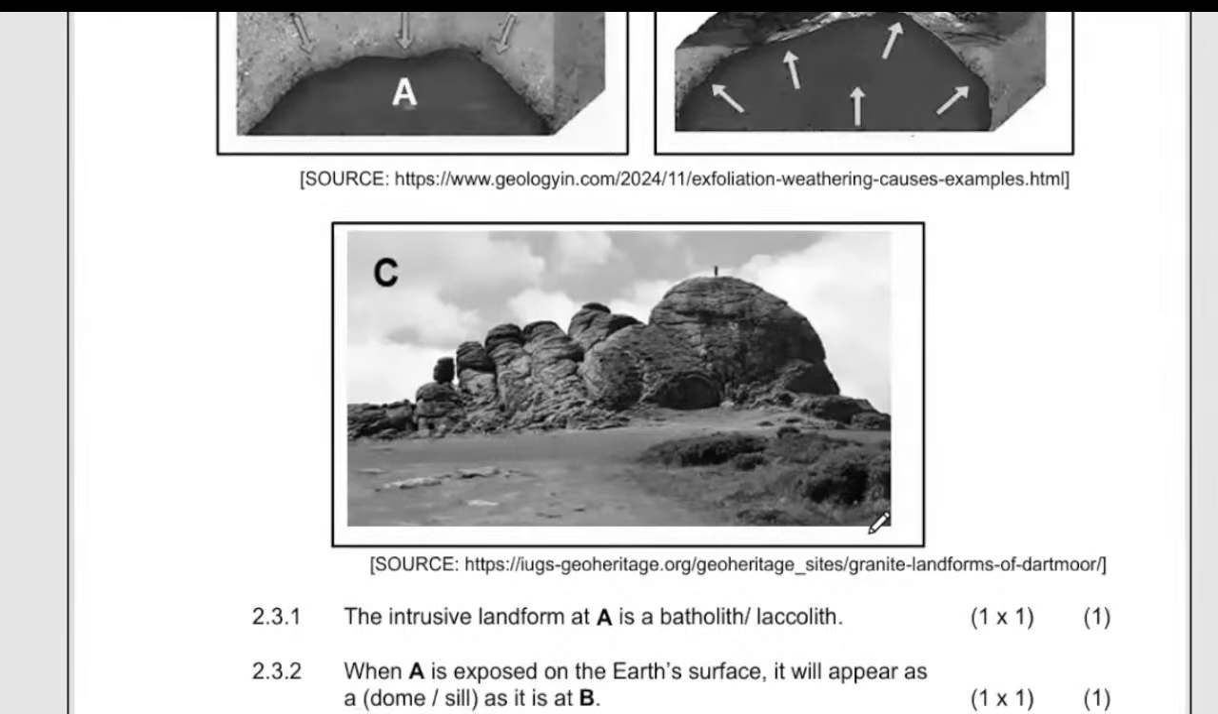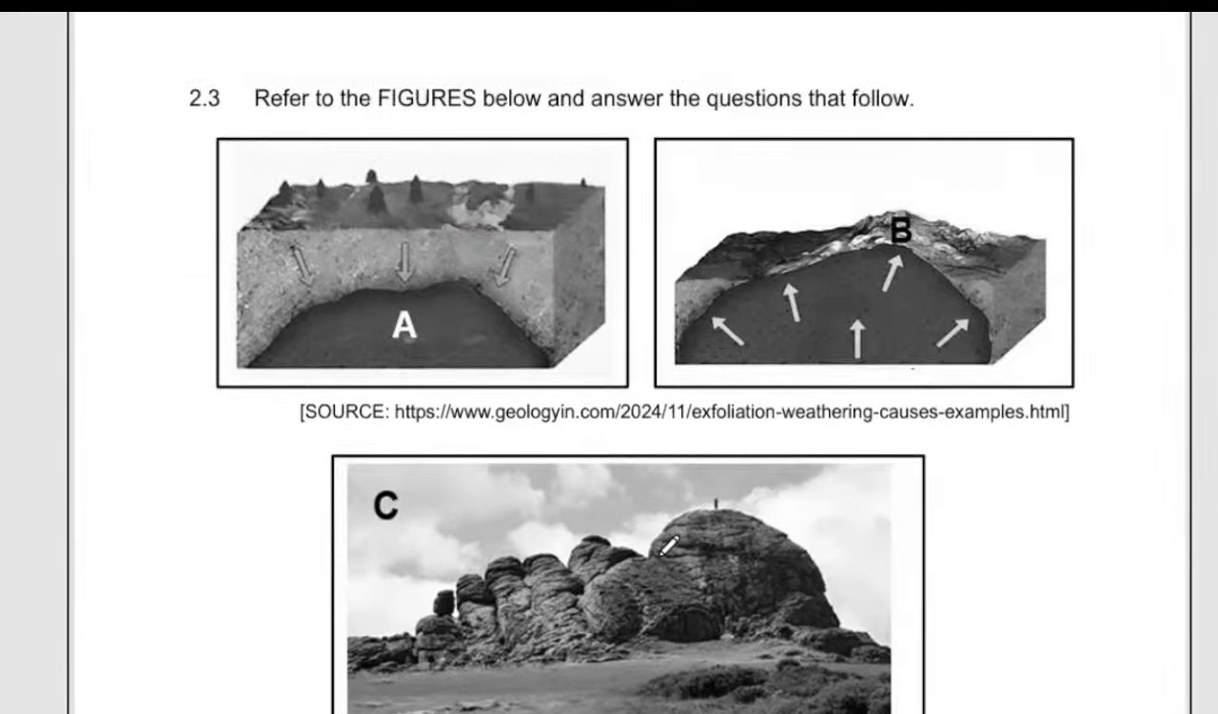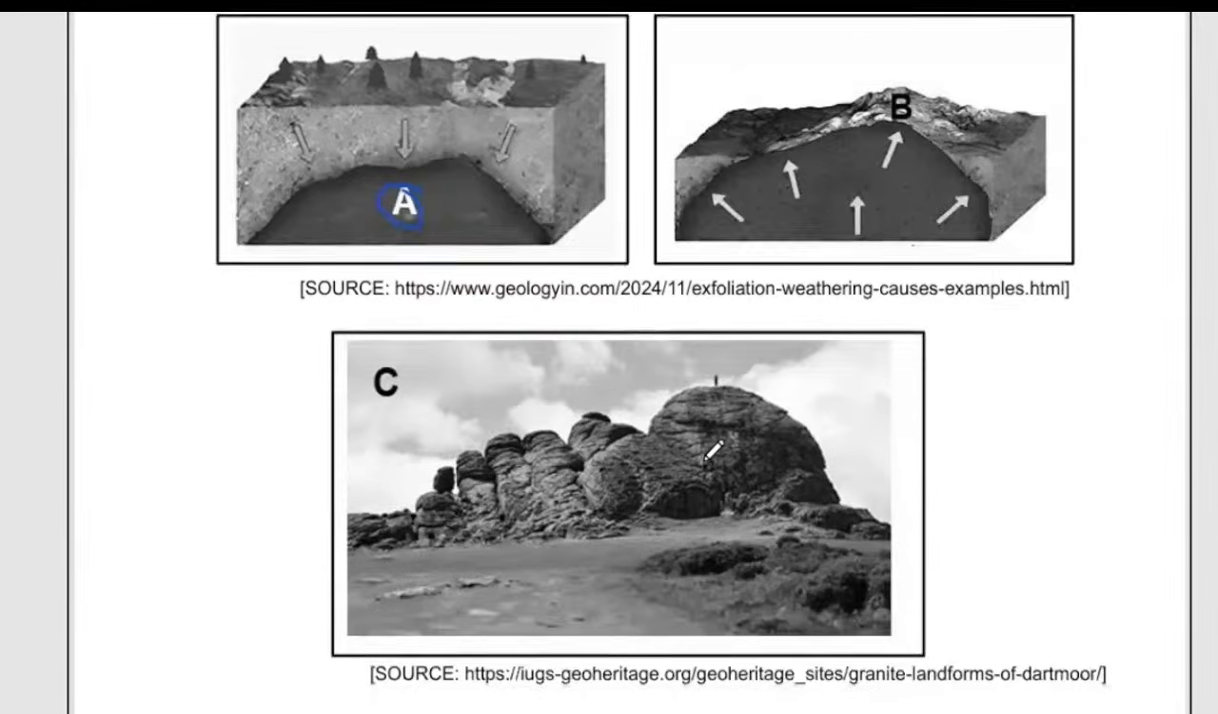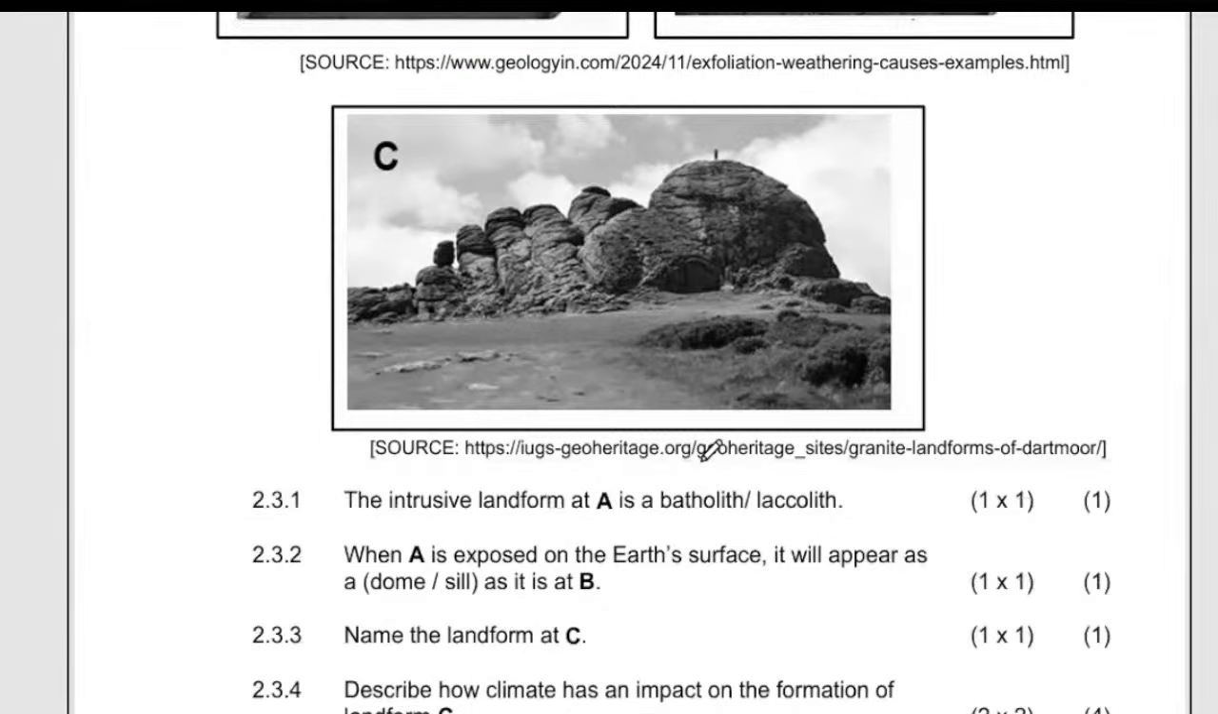Right. Our first question is saying, the intrusive landform at A is a batholith or a laccolith. The intrusive landform at A, this one here, can we say this is a batholith or that is a laccolith? That is automatically a batholith.